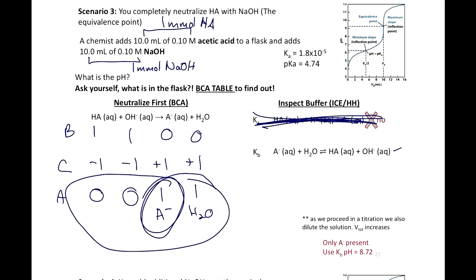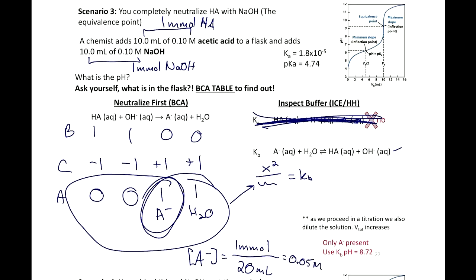But simply, we know with the Kb expression, I just need to do x squared over initial concentration equals Kb. And I can calculate what x is, I can calculate the pH. But remember, initial concentration, is my concentration 1? It is not. So the concentration of A minus is actually 1 millimole over what? What volume is that 1 millimole in? It's not 10 milliliters, it's 20 milliliters, yes, because I'm diluting this entire thing. So we see that the new concentration here is 0.05 molarity A minus.